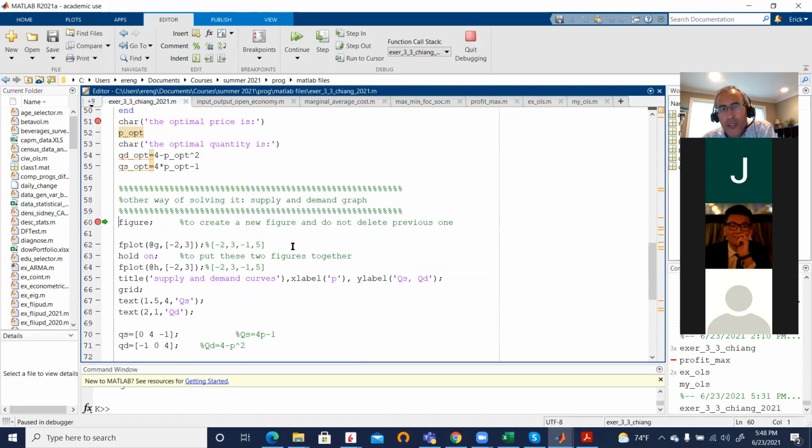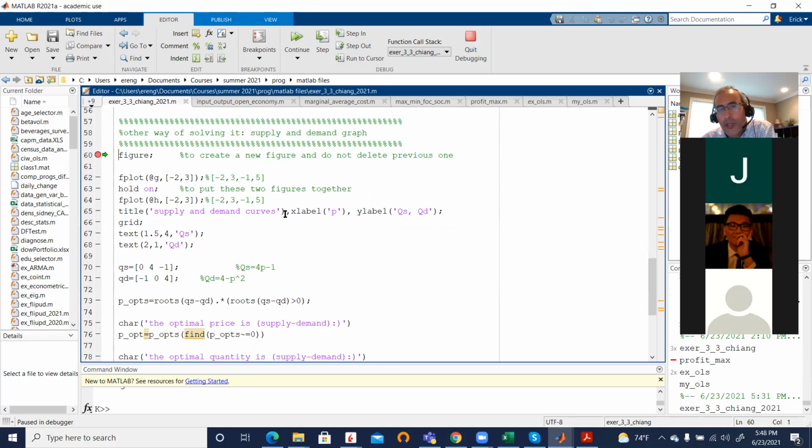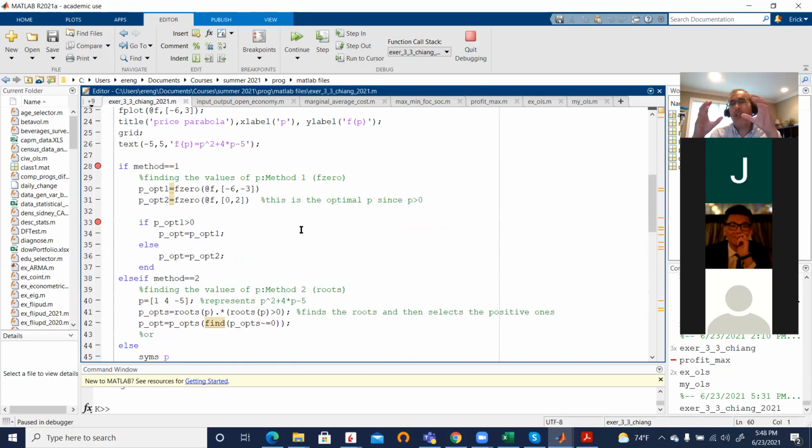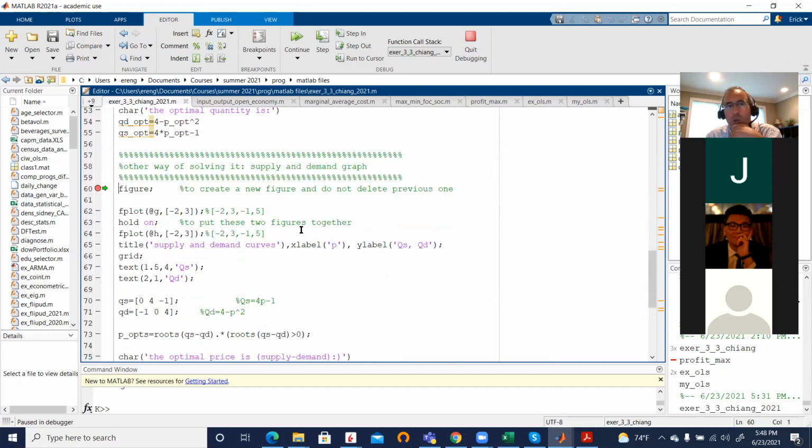Guys, make sense? Yeah, it makes sense. Okay, perfect. So this is one method. When you equate QD and QS, and then you find one single equation, quadratic or linear, then you find the solution. And the other way of solving this one, guys, is solving equation by equation.